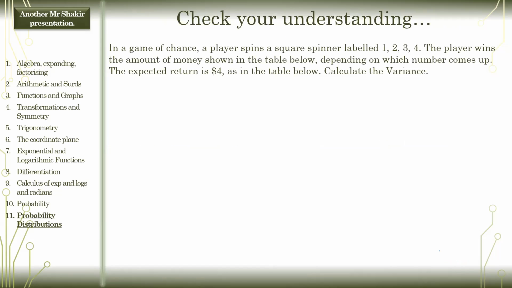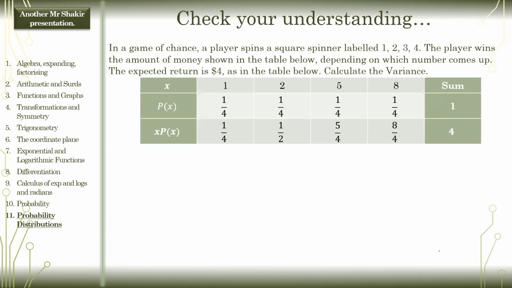All right, so in a game of chance, a player spins a square spinner labeled 1 to 34. The player wins the amount of money shown in the table below, depending on which number comes up. The expected return is $4, as in the table below. Calculate the variance. So let's say we have this. Walk me through it, someone, anyone. What do I do now?